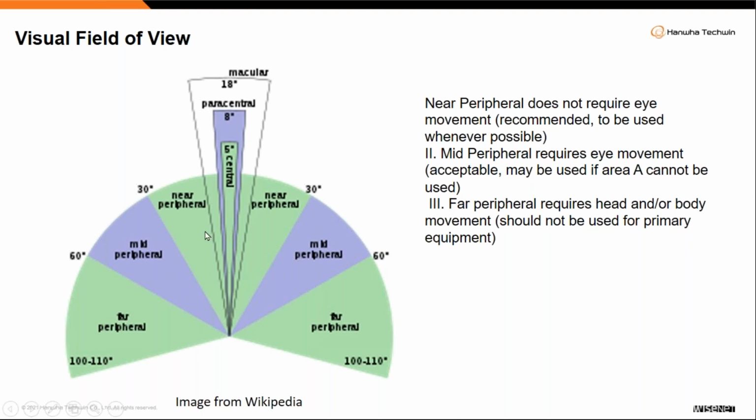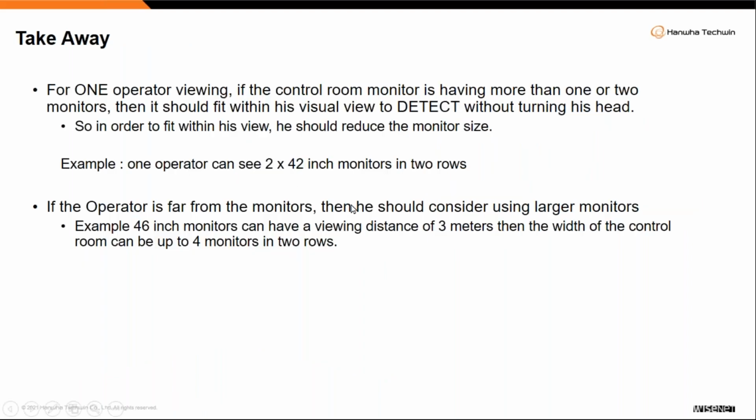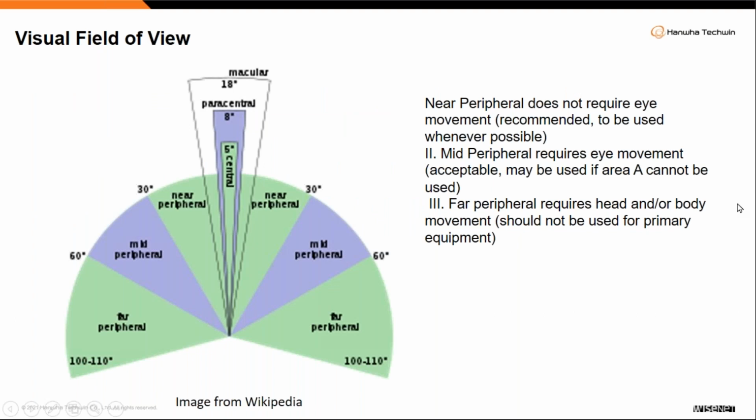So if your monitor is directly in front, he's looking at it. But if the monitors are away from the operator, they should have some kind of alarm, sound notification, or a pop-up notification to get the attention of the operator. And they should not be the critical monitors.